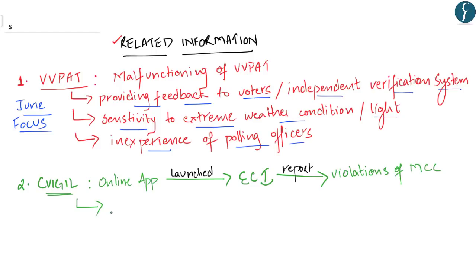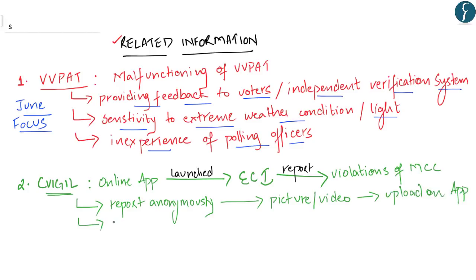Now, by using this app, any vigilant citizen can immediately report incidents of misconduct anonymously. The citizen can file a report by clicking a picture or by recording a video of 2 minutes and then uploading this video or picture on the app. Further, after reporting such misconduct, the complainant shall be provided with a unique ID number to track and receive follow-up updates on his mobile regarding his complaint.